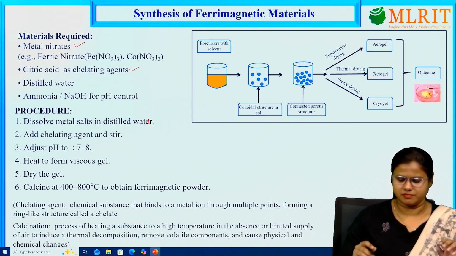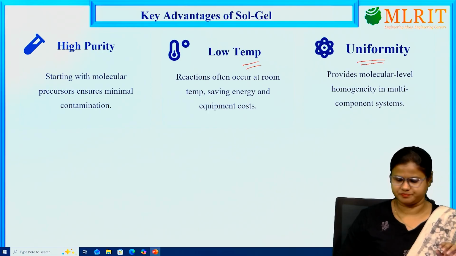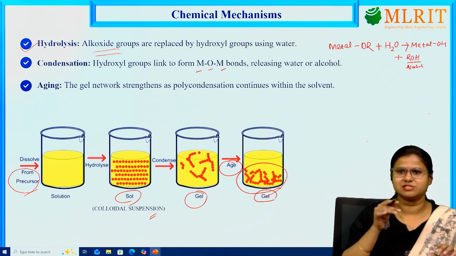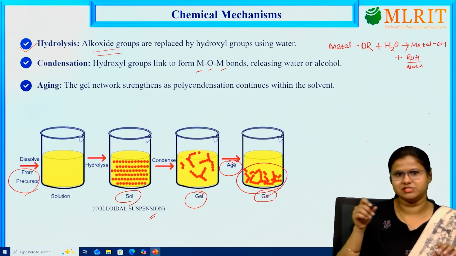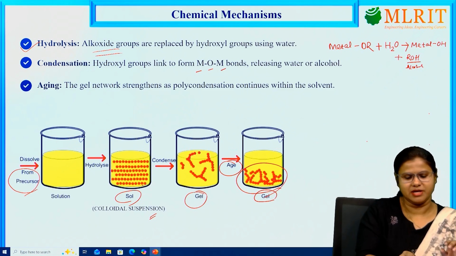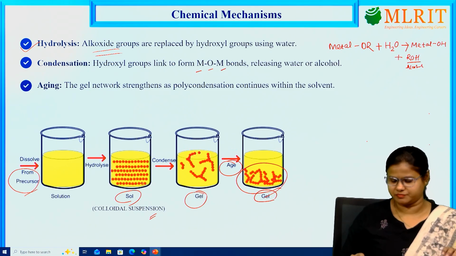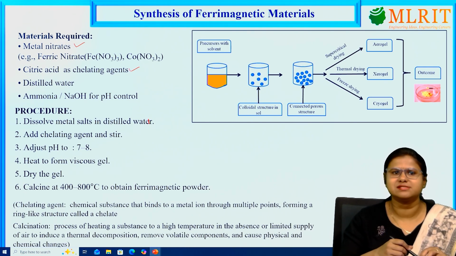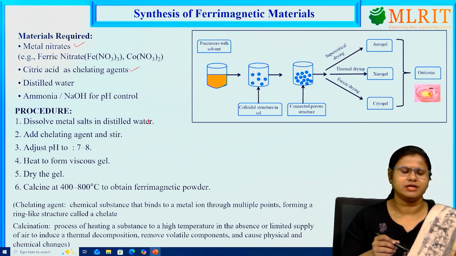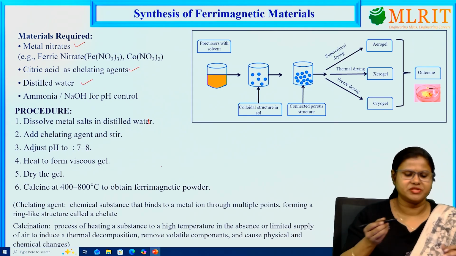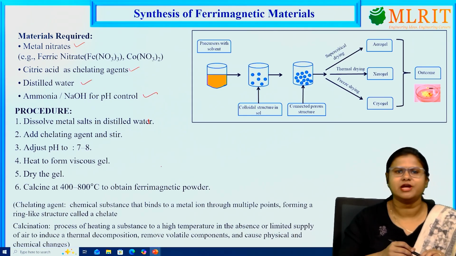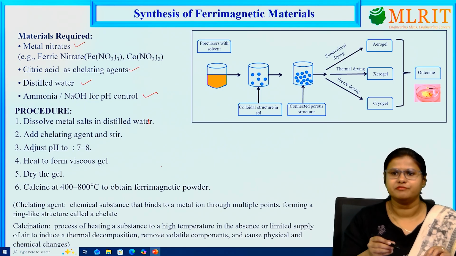I have shown this in the previous slide. Here you can see there is a ring-like structure. Before formation of the gel, these are combining like a chain-like structure. So this is the importance of mixing the chelating agent. Then we use distilled water, and we also use ammonia or sodium hydroxide for pH control.